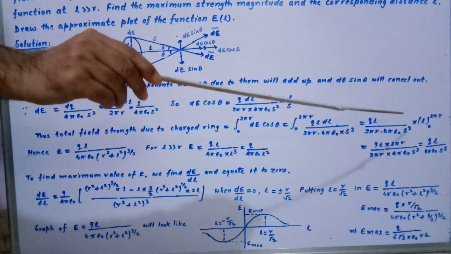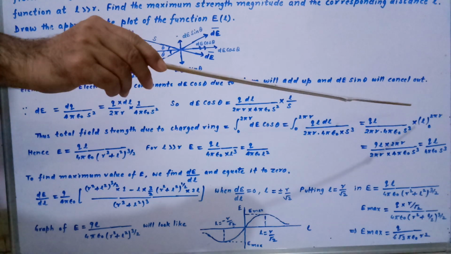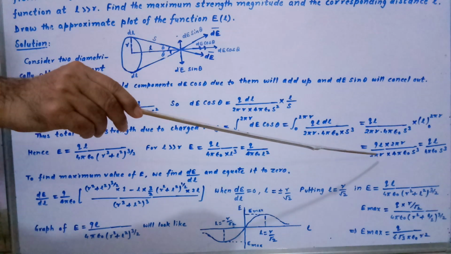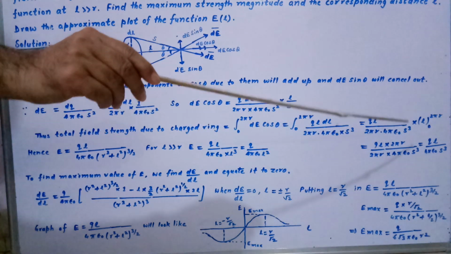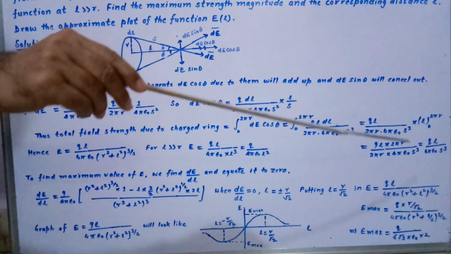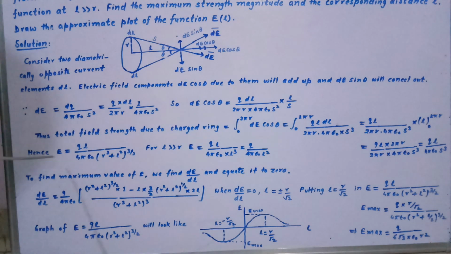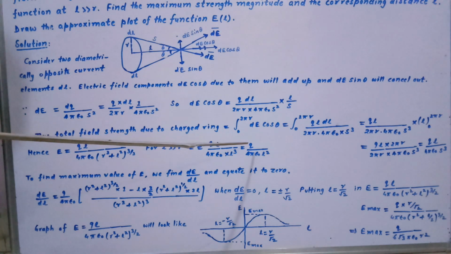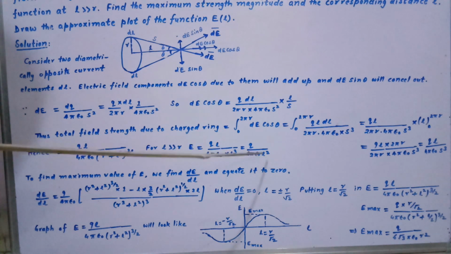integration of dl will give L, and we put the limit 0 to 2 pi R, so that will give 2 pi R. So 2 pi R will cancel out and we will be left with QL divided by 4 pi epsilon naught S cube. Now we can say that E equals QL divided by 4 pi epsilon naught, within bracket, S equal to R square plus L square, and then whole power 3 by 2. If L is greater than R, then E will be QL divided by 4 pi epsilon naught into L cube.